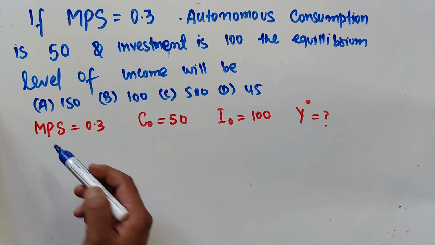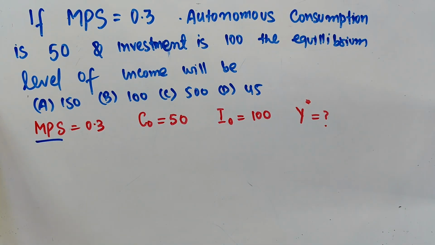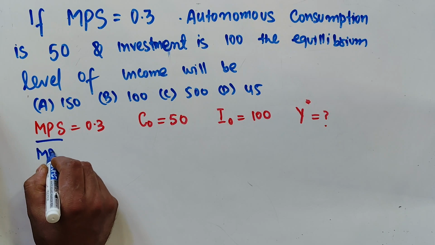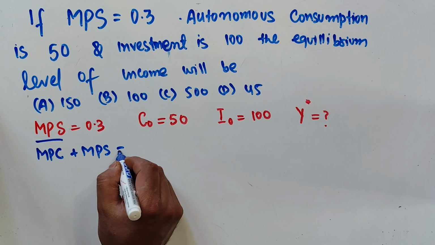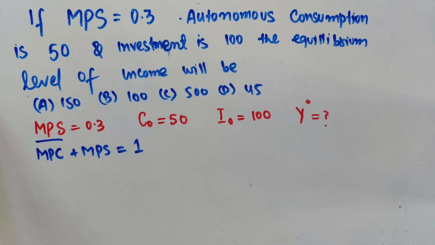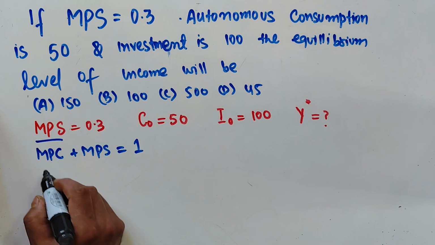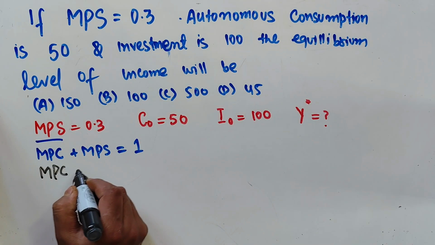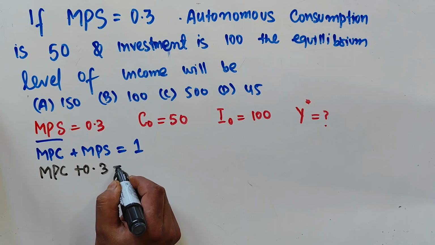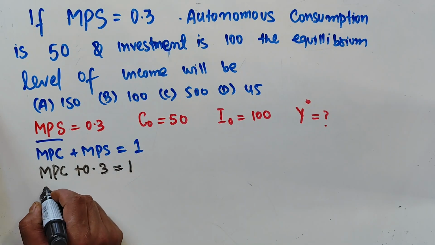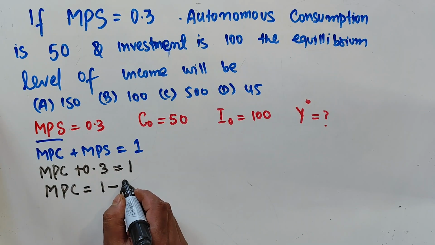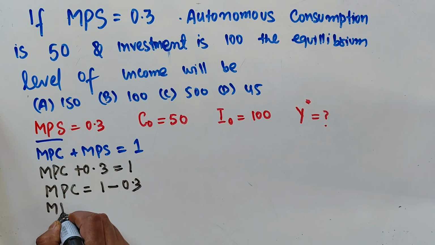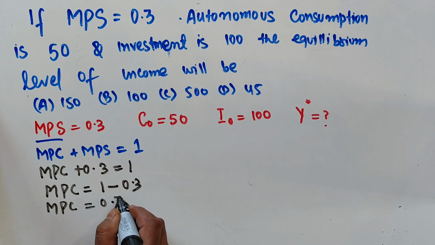Now since we are given MPS is equal to 0.3, we know the relationship that the marginal propensity to consume plus marginal propensity to save is equal to 1. The sum of these marginal propensities is equal to 1. So MPS is equal to 0.3. I can write MPC plus 0.3 is equal to 1, which implies MPC will be equal to 1 minus 0.3, that is, marginal propensity to consume is equal to 0.7 here.